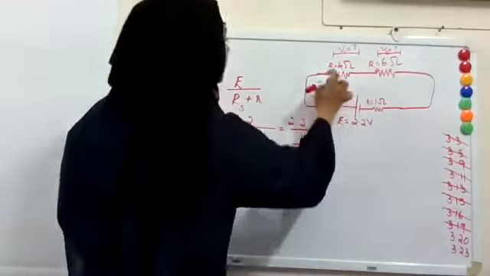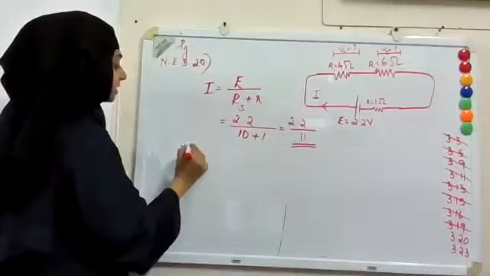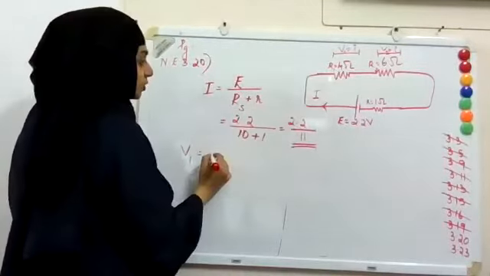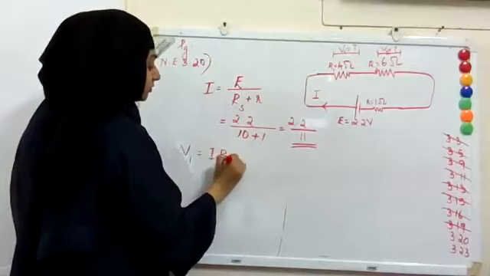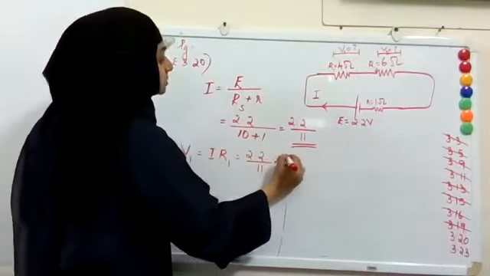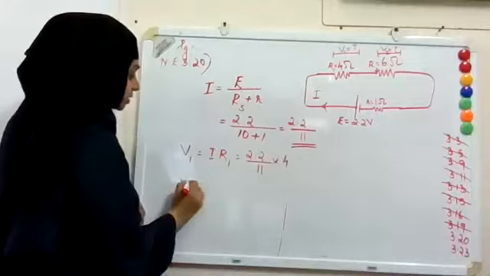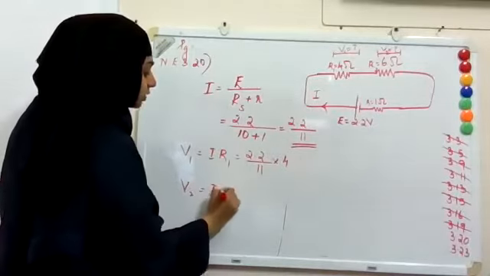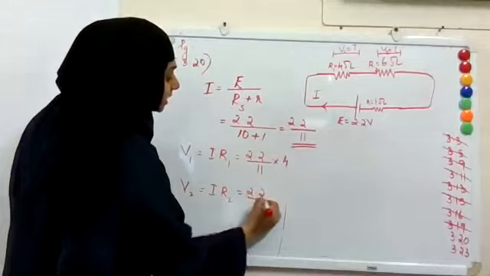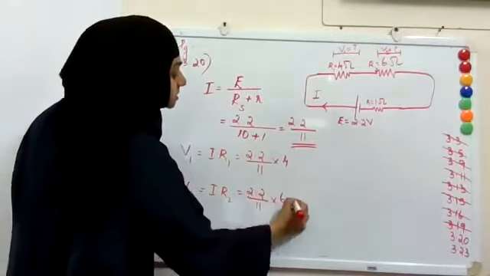Now you can find the voltage. V1 is equal to I into R1. So you have I into R1, where I is 2.2 divided by 11, times 4. And V2 is equal to I into R2, which is 2.2 by 11 times 6.